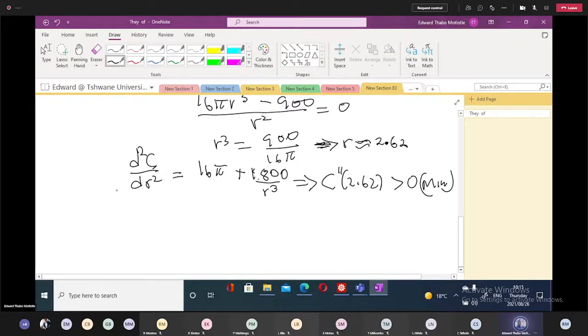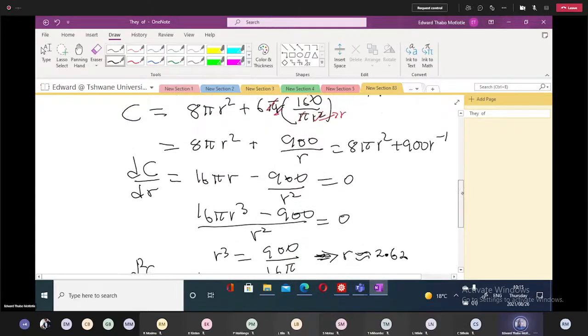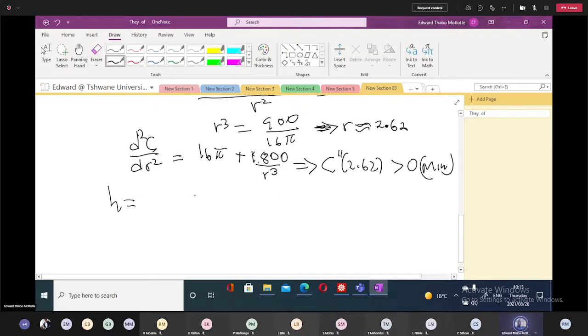Now I'm going to determine the value of h. h is equal to, so we can go up and check where we can substitute to determine it. 150 divided by pi r squared. So we are going to substitute the value of r. So it's 150 divided by pi, we substitute 2.62 squared. So this is approximately equal to 6.96.